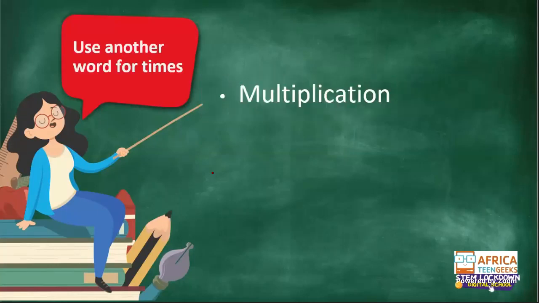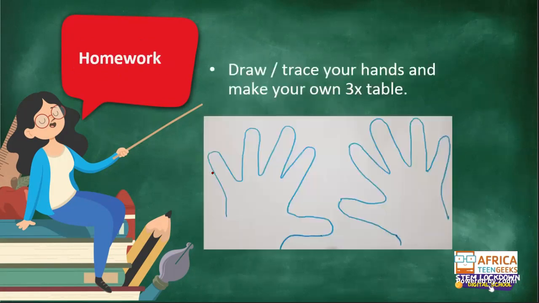Another word for times is, say it, multiplication. Multiplication is also another word for times. So I can talk about doing your multiplication, the 3 times multiplication, or the 3 times table. Right. Now here is the homework, and I'm going to explain it again.